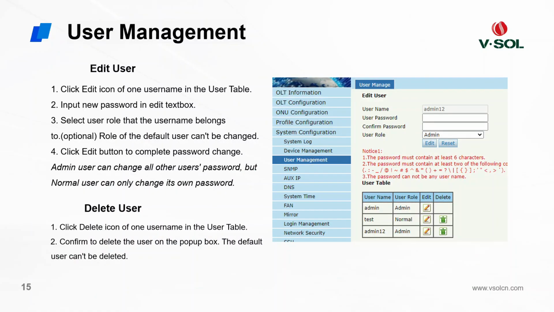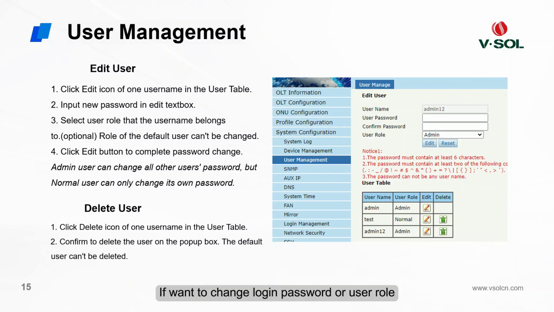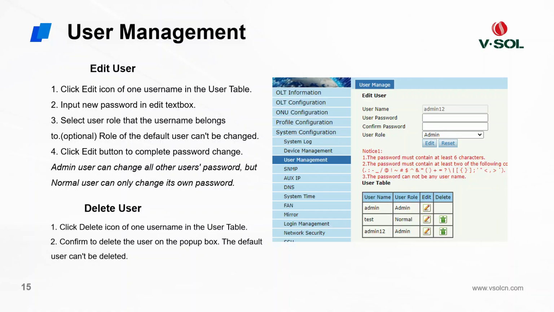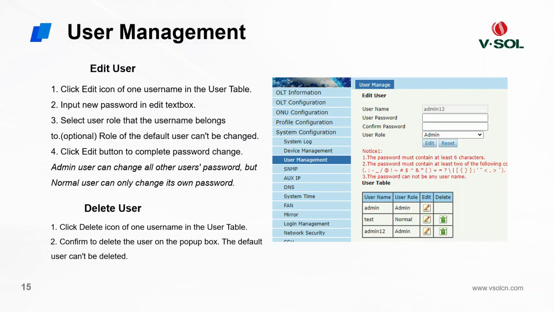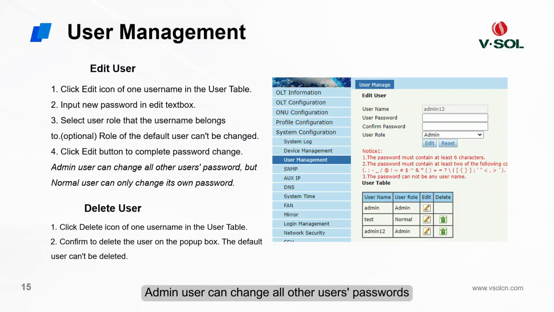If you want to change the login password or user role, you can edit the existing users. Click the Edit icon of one username in the user table. Input the new password in the Edit text box. Select the user role that the username belongs to. This is optional. The role of the default user can't be changed. Click the Edit button to complete the password change. Admin user can change all other users' passwords, but normal user can only change its own password.